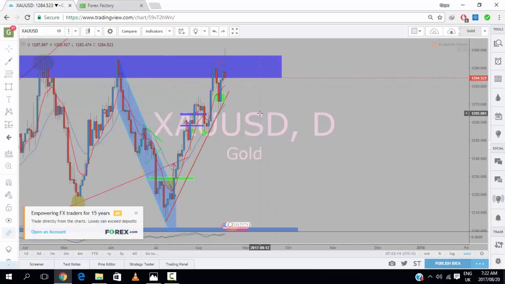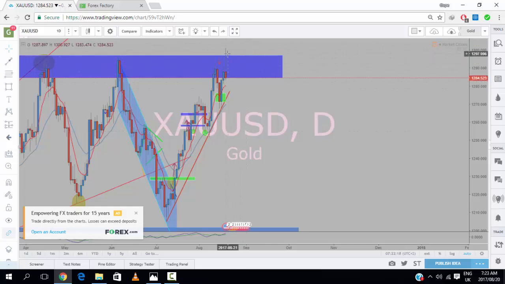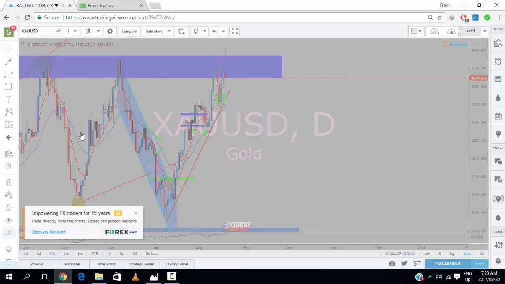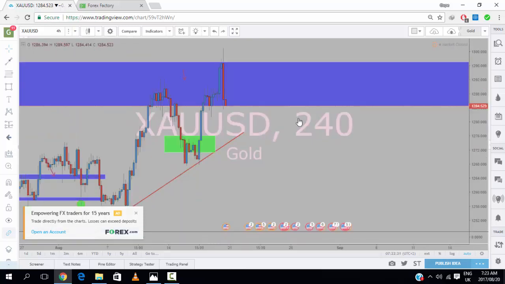All right. Now I'm going to get to daily. Daily clearly shows close price rejection there. But I'm not going to take any decision yet, because I still think maybe we can see some upward movement, right? So I'm going to get to the 4 hour. Okay.